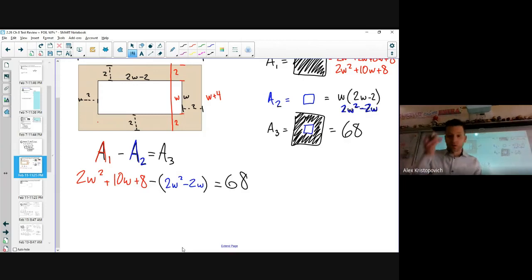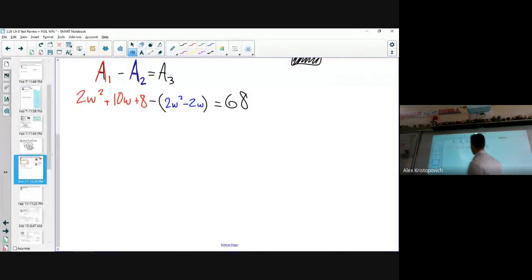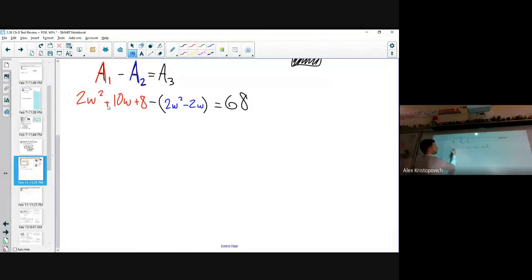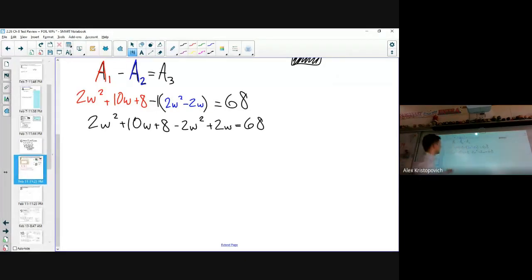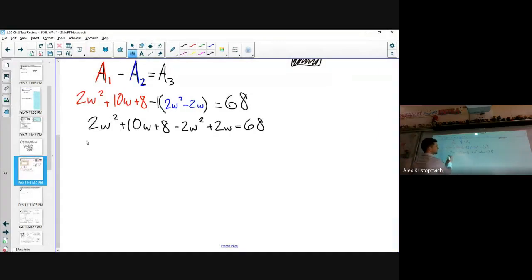All right. So let's go ahead. We're going to distribute. We're going to combine, and then we are going to try to solve our equation for w. All right. Let's do it. I'm going to start just working with black here. 2w squared plus 10w plus 8. Let's distribute this -1. So this gets -2w squared plus 2w equals 68. All right. Let's combine like terms. I see a 2w squared. And I see a -2w. Okay, these are going to cancel out.